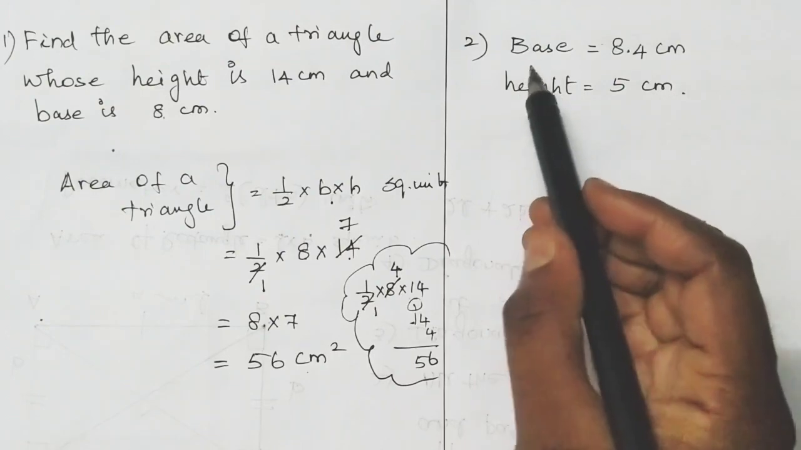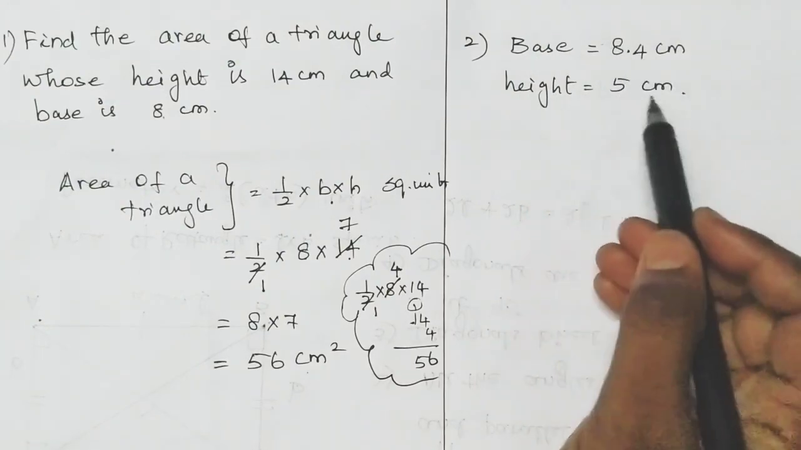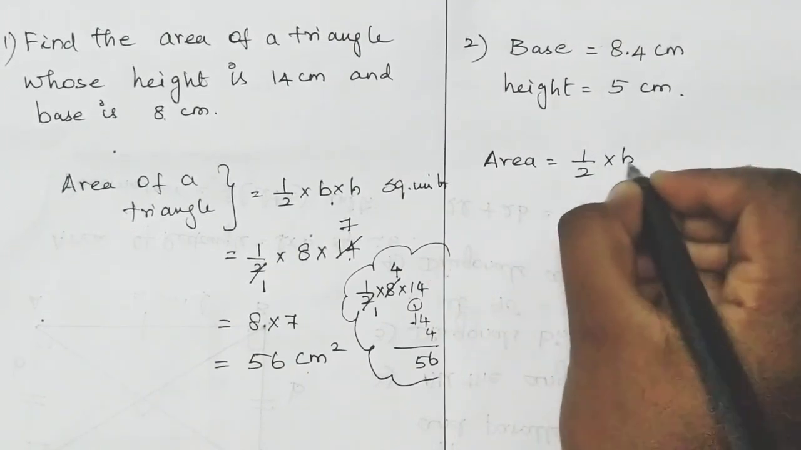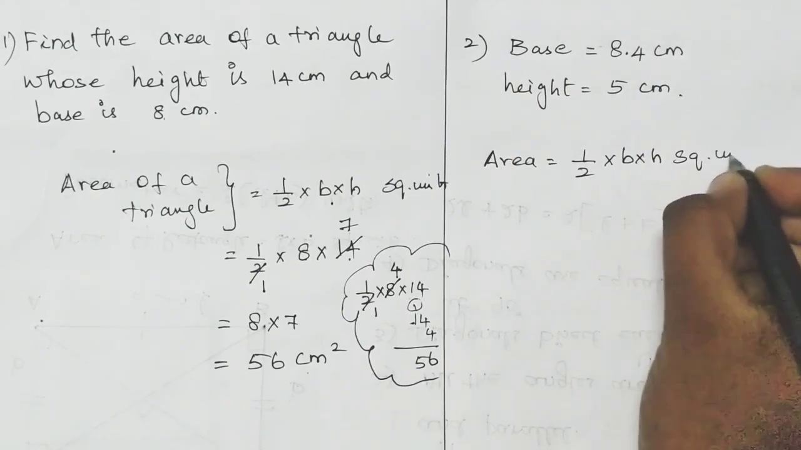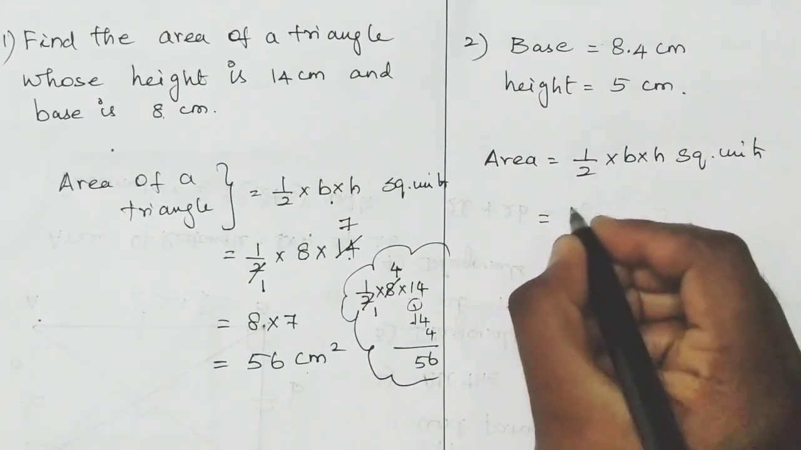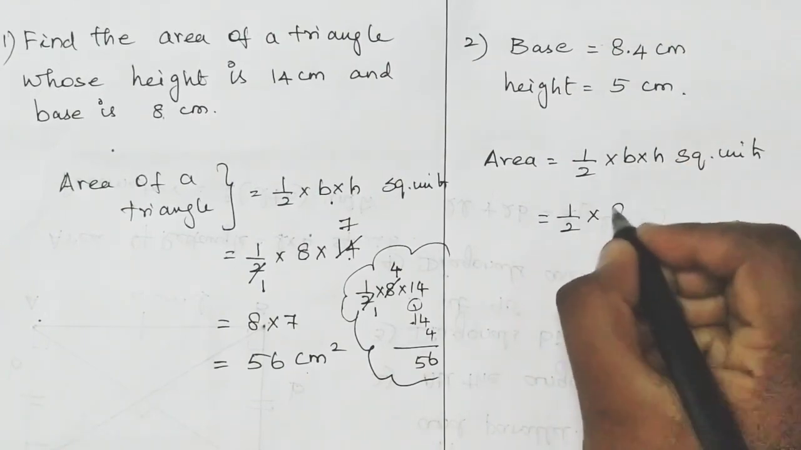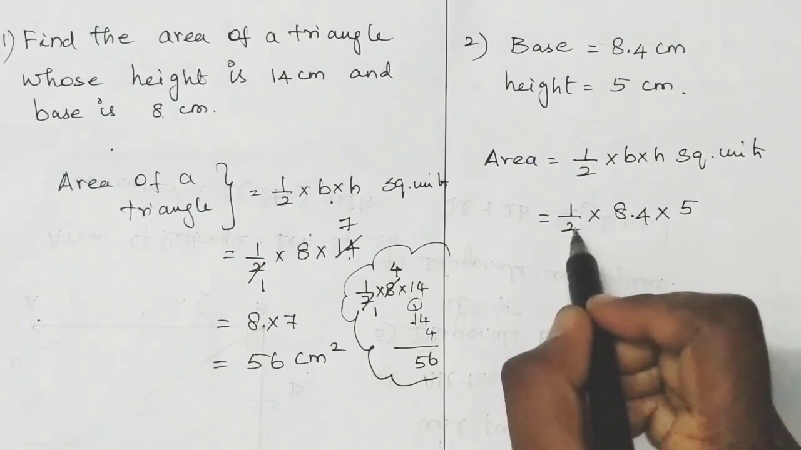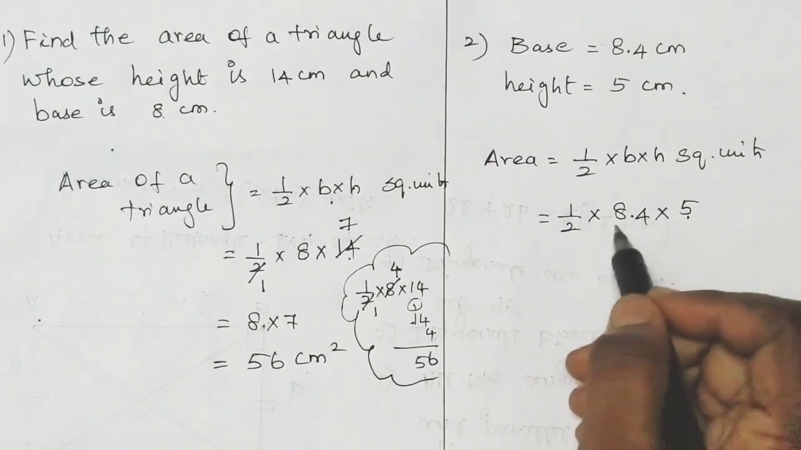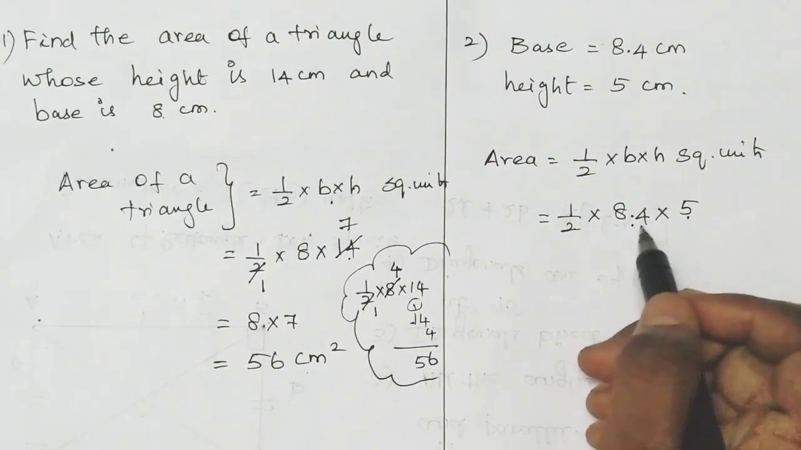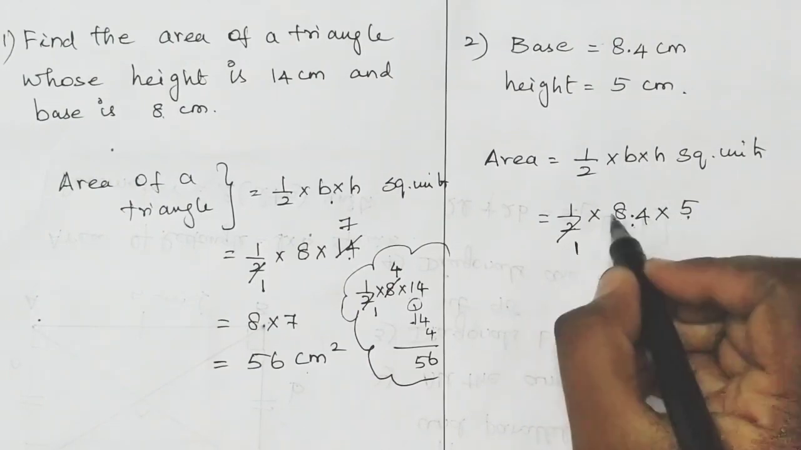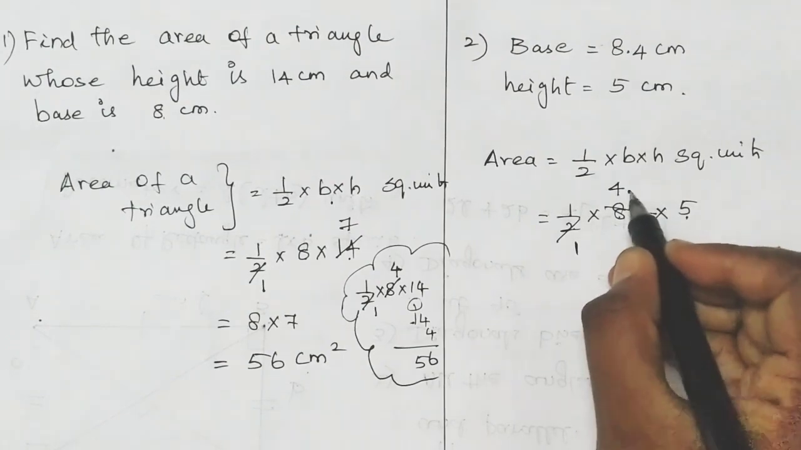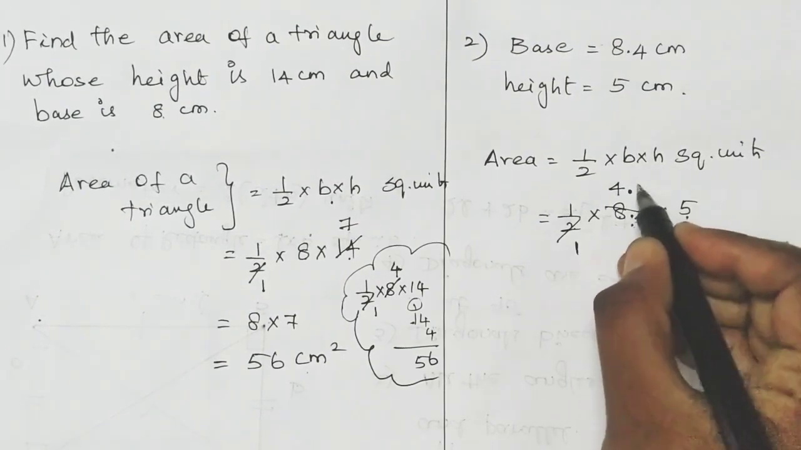Now listen to the sum. Base is given as 8.4 centimeter and height is 5 centimeter. So area of a triangle. We know the formula, half into base into height square units. Now substitute the values. Half into base is 8.4 into height is 5. Now do the cancellation. If you cancel 2 and 5, you will be getting decimals. So we can cancel 8.4 since it is a multiple of 2. So 2 ones are 2. 2 fours are 8. You have the decimal point. So keep the decimal point. Now you have 4. So 2 twos are 4.